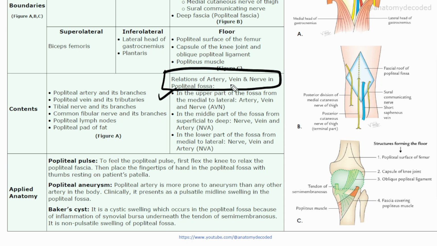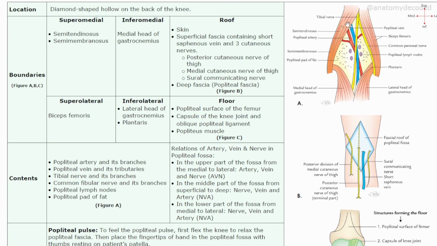If you see the upper part of the popliteal fossa, medial to lateral, the relation is artery, vein and nerve. Okay, we can identify this again in the diagram. Just look at the upper part of the popliteal fossa. Medial to lateral is artery, vein and nerve.